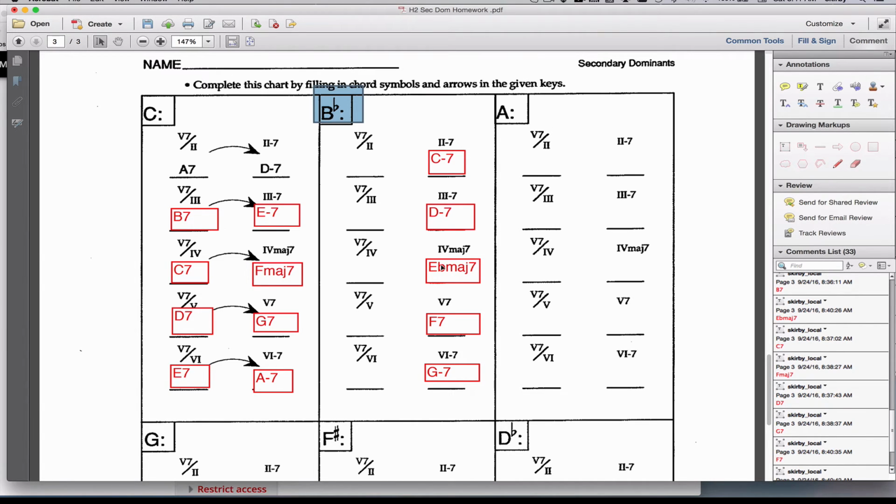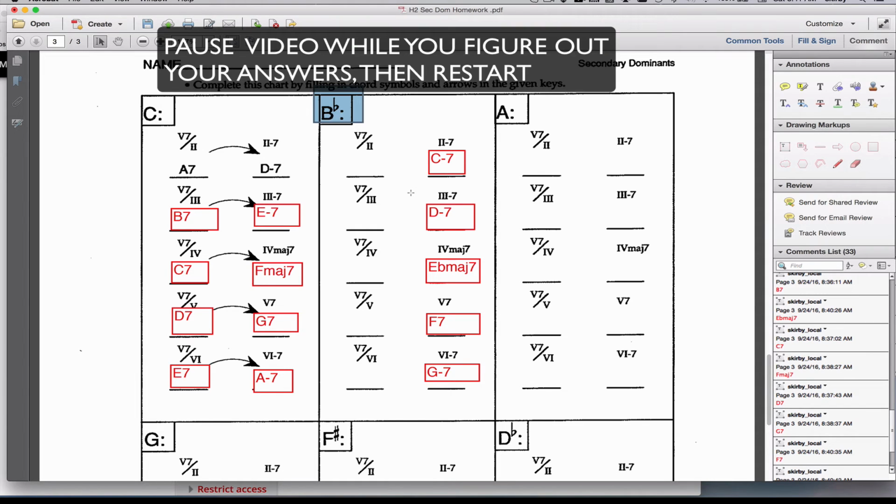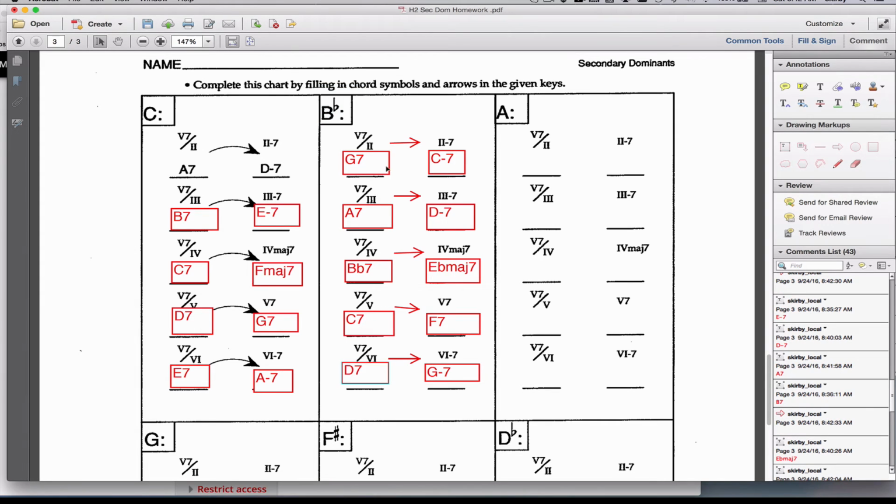Okay, now pause the video again and think of the fifth of each chord. The fifth of C is, that's right, G, and write a G7 there. And then think of the fifth of this chord and write that, and then start the video to check your answers.